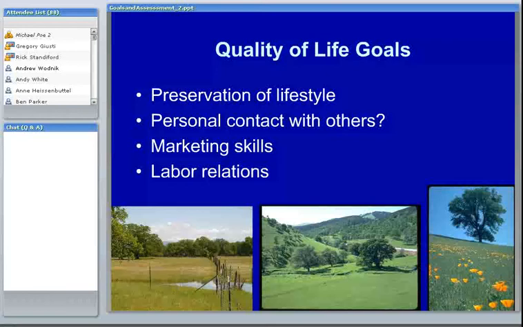Labor relations. Is this something you want to do as a family, that you and your kids and grandkids and nieces and nephews are going to be doing most of the work? Are you willing to get into being an employer and hiring people and with all the responsibilities of payroll and deductions and all of those kinds of things? So I put those in the quality of life goals, but they're really important things to think about as you're considering what kind of enterprises are appropriate for me to consider to meet the goals I have for my property.